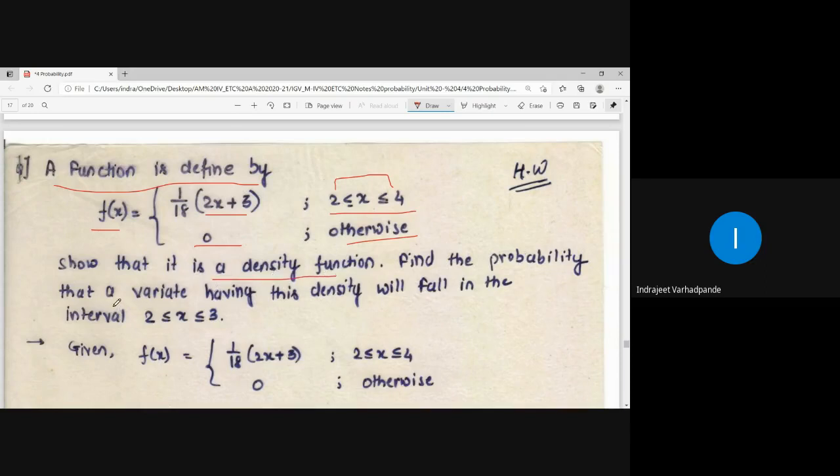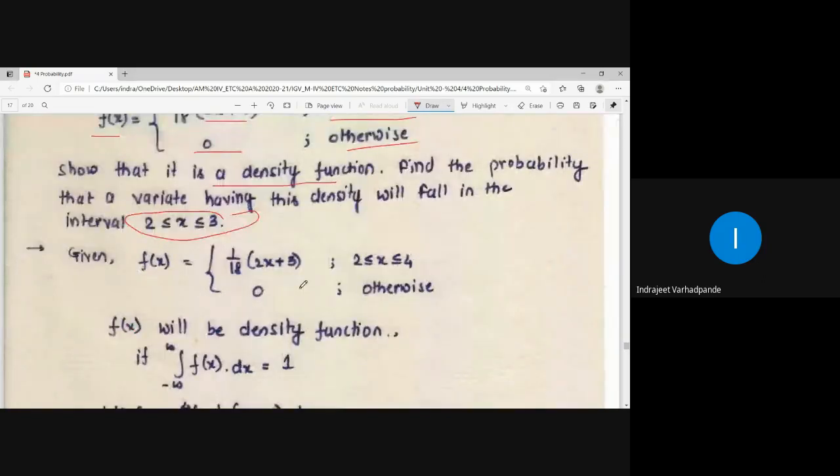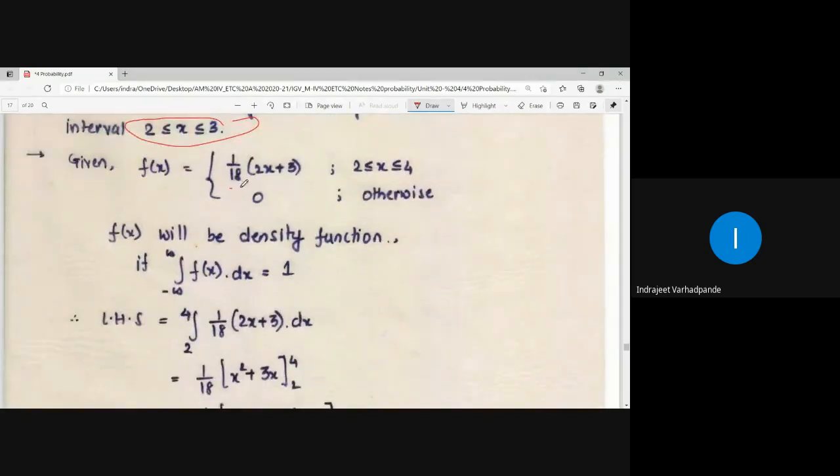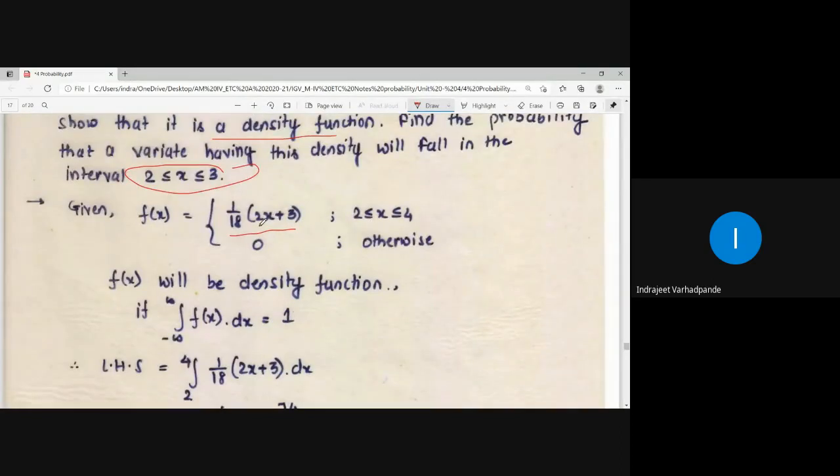Find the probability that a variate having this density will fall in the range 2 to 3. Show that it is a density function means its probability value should be equal to 1. It should not exceed 1. After doing so many examples related to the joint probability function, it is a new type where we have to identify that it is a function of a single random variable. Show that it is a density function means for the given range, the value of the integration should come out as 1. So for this particular given function, 1 by 18 into (2x plus 3).